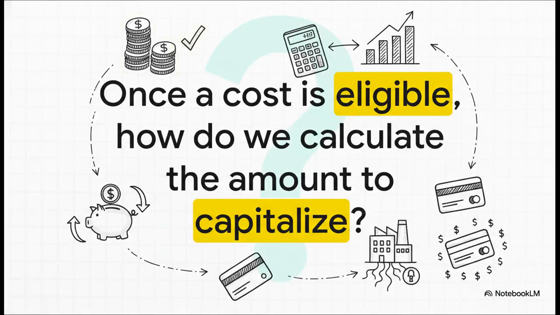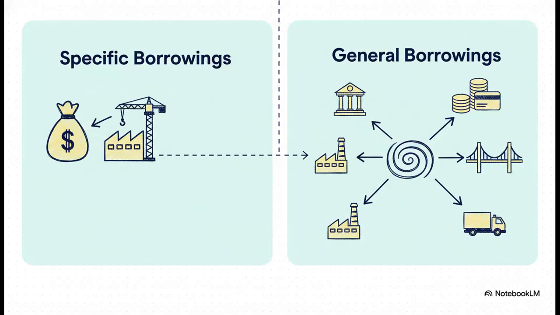All right, so that leads us to the big question for today, right? Once we know a cost is eligible, how in the world do we figure out the exact amount to tack onto the asset's value? And it turns out the answer completely depends on how you borrowed the money in the first place. And here they are, the two main paths for our calculation.